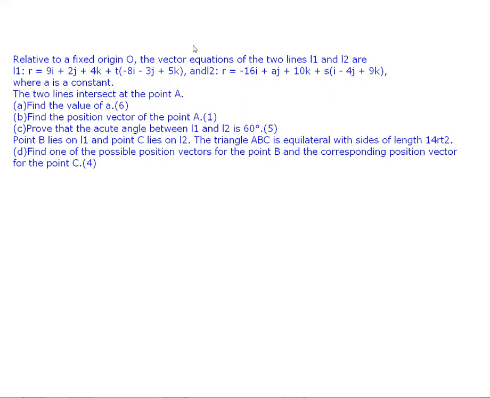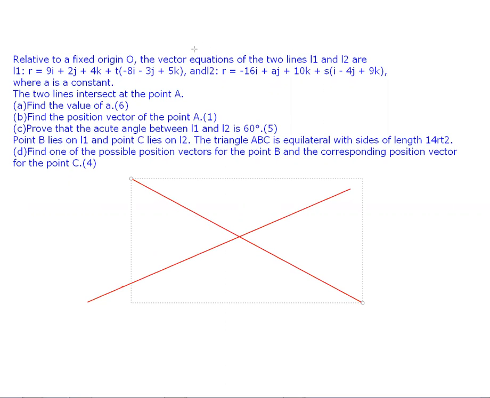Now I want to show you the last part though. It says point B lies in L1, point C lies in L2. So we'll draw L1 and L2. This is me using my new pen here. So this is L1 and this is L2. I'm going to write next to L1. That's the T equation, and this one is the S, and the point of intersection is A.